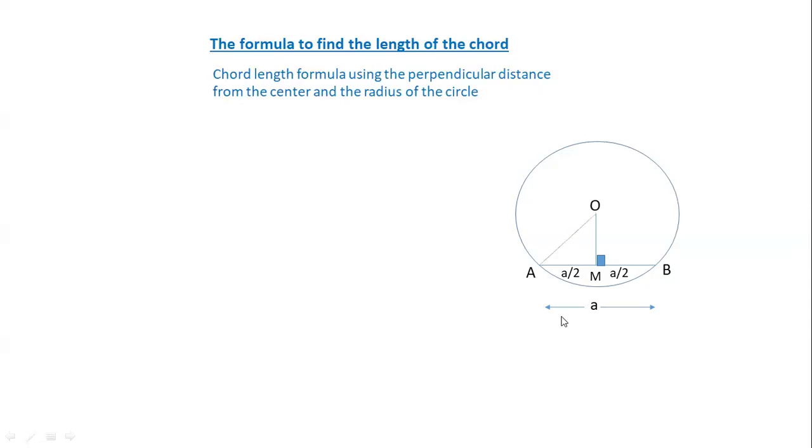Let's join the radius. This is the radius of the circle. Let's name it R. R is the radius. This is the distance between the center and the midpoint of the chord. That is D. Now we apply Pythagoras theorem to triangle OMA. This is 90 degrees, so this is the hypotenuse. So OA square is equal to OM square plus AM square.